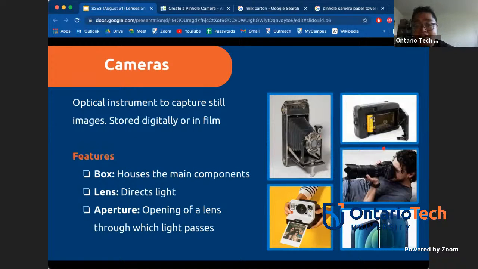In this session, we're going to be talking a lot about cameras. Cameras are optical instruments that capture still images. Nowadays images can be stored digitally, but in the past they used film to create a physical image of what you've captured. We can see different cameras that have been created throughout the years. The first image on the top left is one of the earliest cameras. They're really large, really loud, really hard to use, and they used film to create the image once it was captured.